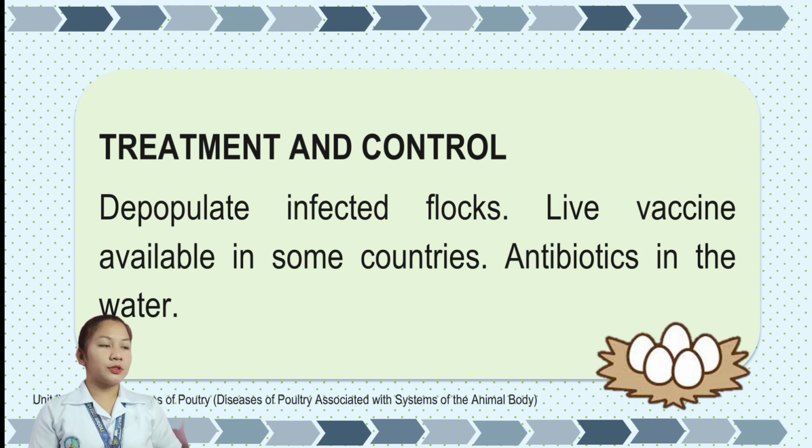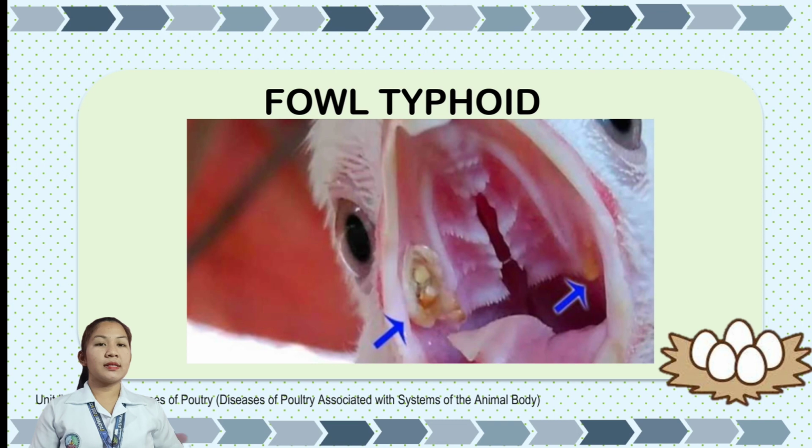So the next is the treatment and control. Depopulate infected flocks. Live vaccine is available in some countries. Antibiotics in the water. The mode of transmission of this disease is spread by biological vectors and through the egg. The incubation period is 4 to 5 days. As you can see in the picture, this is an example of the fowl typhoid disease.